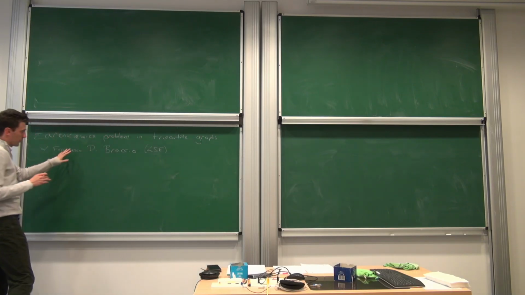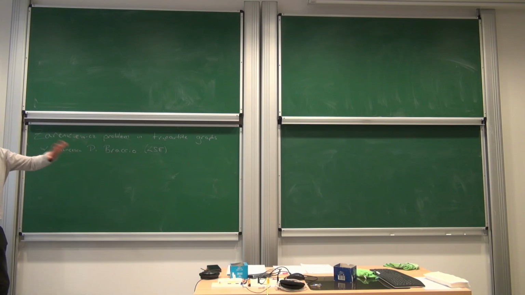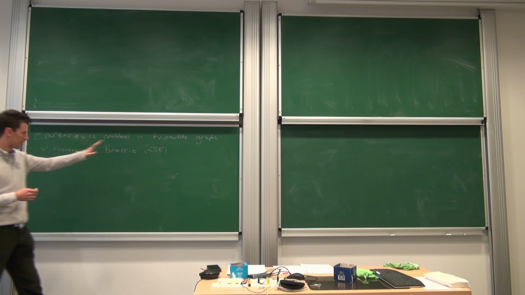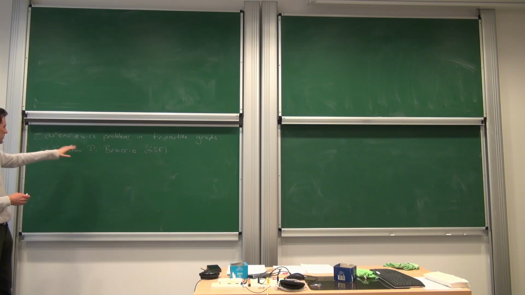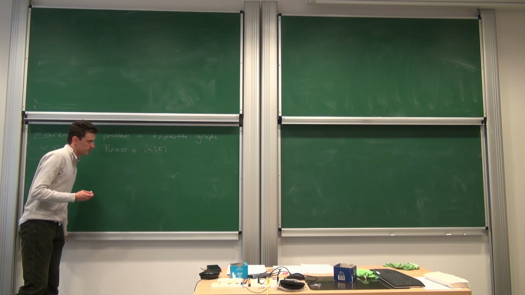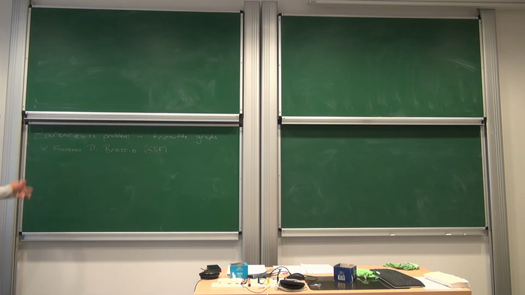I'm talking about joint work with Francesco Di Braccio, who's a PhD student at LSE, the London School of Economics. It's about Zarankiewicz problems in tripartite graphs. So it's a bit more extremal than maybe what you're used to. Let me just mention a couple of extremal results that I think you will know.